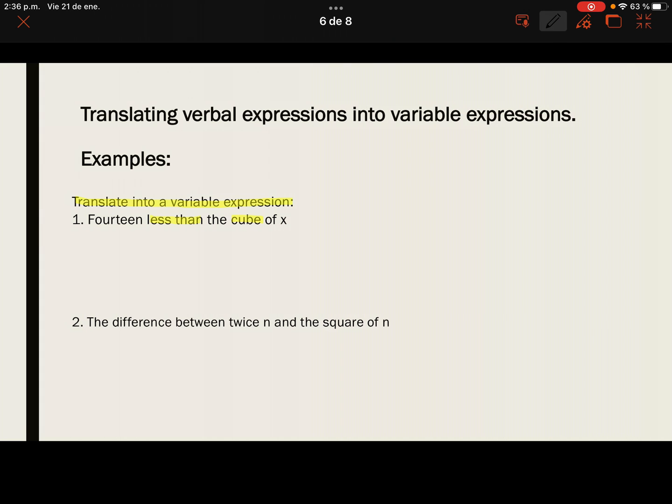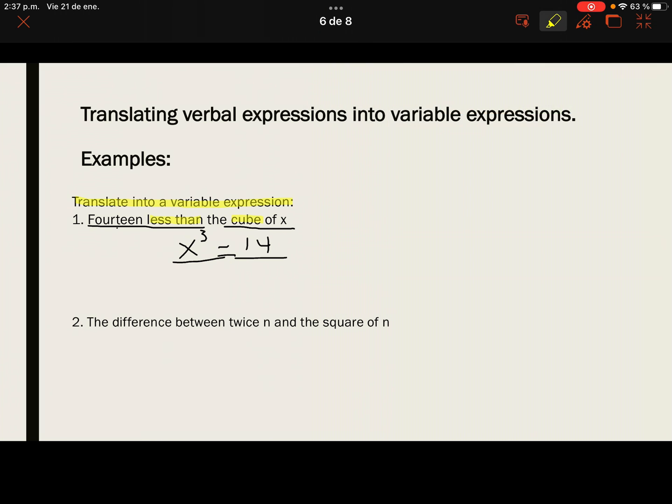Then 14 less than. When we use the words less than, we are subtracting the number before, in this case 14, so minus 14. We are subtracting 14 from where? From the cube of x, that means x cubed. Then 14 less than x cubed. That's it. Next example.